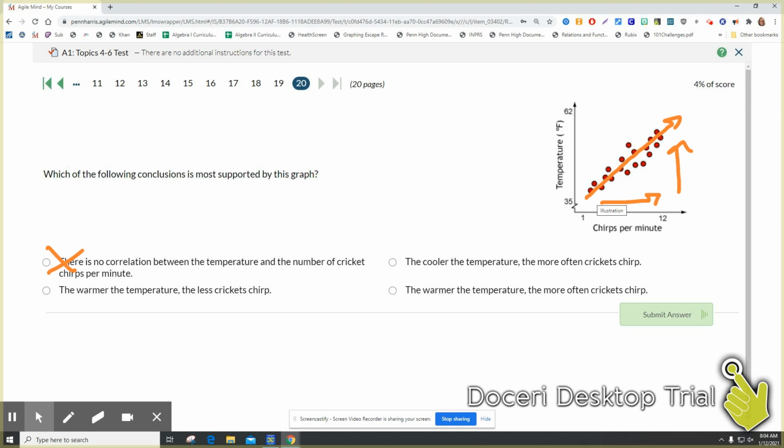Then it says the warmer the temperature, the less crickets chirp. No, as the temperature increases, there's more chirps. So it's not going to be that one. Then it says the cooler the temperature, the more chirping. Well, again, let's look at this. As the temperature decreases, they're saying crickets chirp more. Well, that's not correct, because if it's closer to 0, there's only 1 chirp. But if it's closer to 62, there's going to be closer to 12 chirps. So that's not it either. Lastly, the warmer the temperature, the more crickets chirp. Yes, the more crickets chirp, the warmer it is.